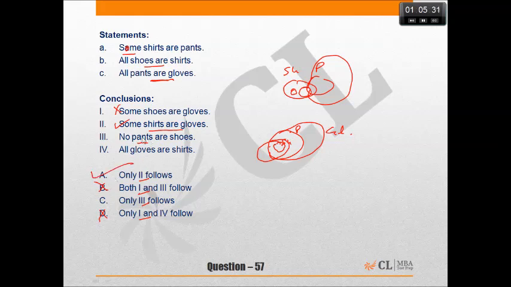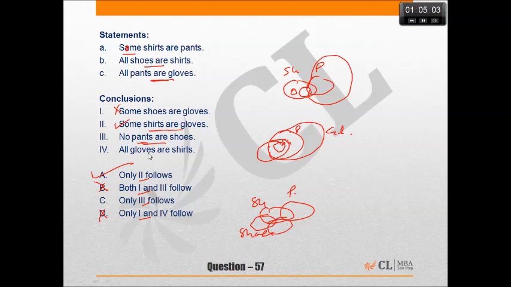But let me just be sure about this. No pants are shoes. Some shirts are pants. Some shoes are shirts. Some shoes are shirts, no pants are shoes. I cannot say, it could be like this also. Okay, that's fine. So 56, 57 done.